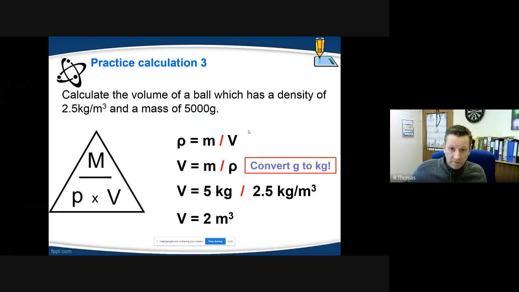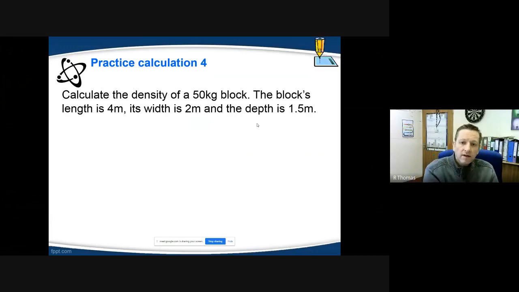Let's take it up a full notch now, right? Calculate the density of a 50 kilogram block. The block's length is 4 meters, its width is 2 meters, and the depth is 1.5 meters. So we have the mass, and we have its length, width, and depth. I think we ought to assume that the block is a cuboid. So we're going to have to work out its volume by multiplying the length, width, and the depth. Once we've got the volume and we know the mass, we can then work out the density.